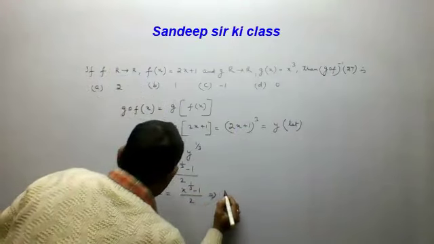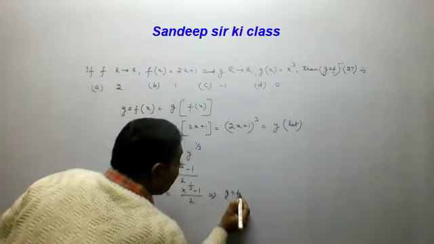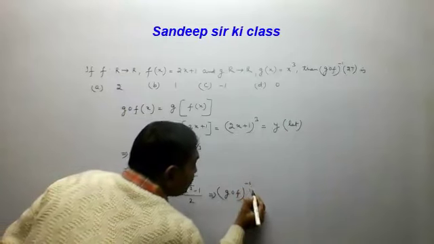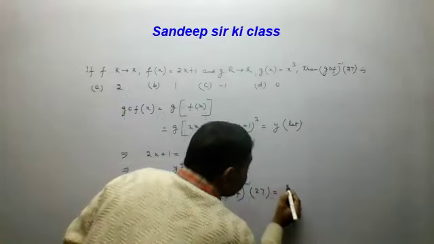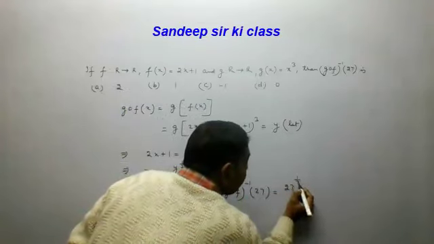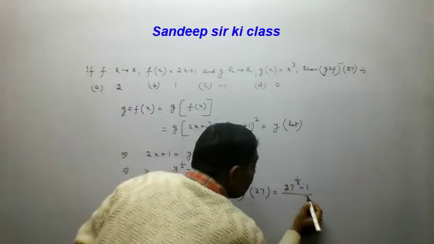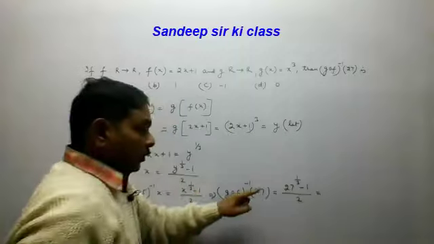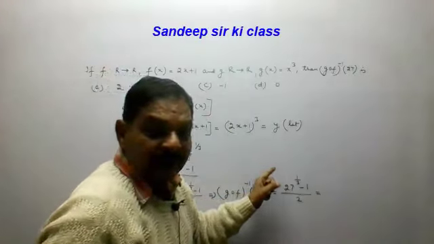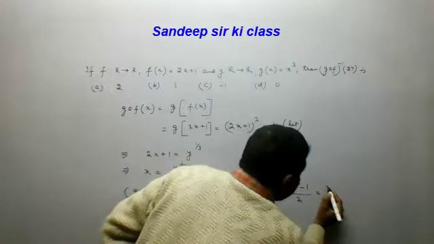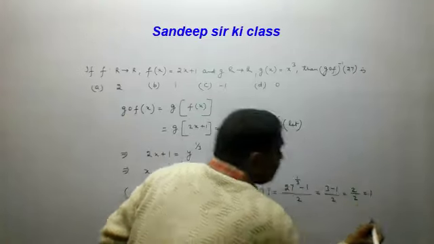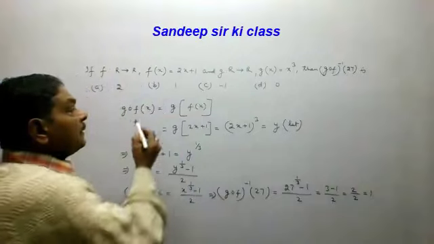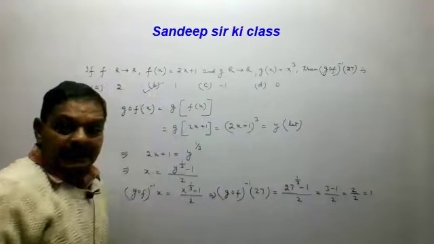So this implies (gof) inverse of 27 is equal to (27 raised to the power 1 upon 3 minus 1) upon 2. Now we know that the cube root of 27 is 3. So it will be (3 minus 1) upon 2, means 2 by 2, which is equal to 1. So here option B is the correct option.